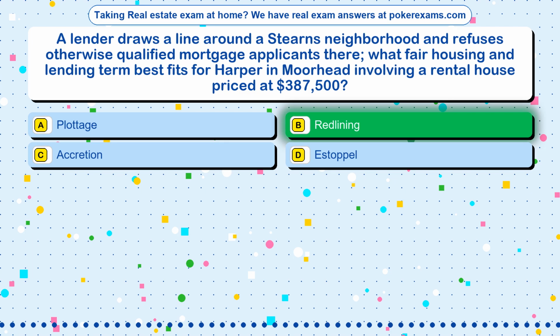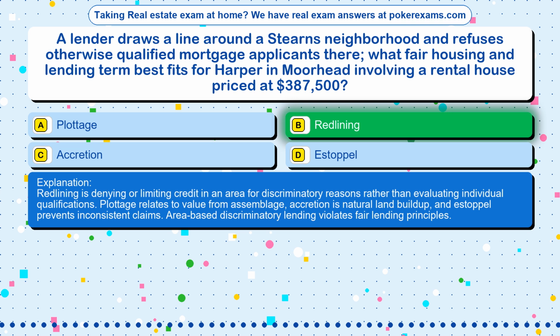The correct answer is option B, redlining. Redlining is denying or limiting credit in an area for discriminatory reasons rather than evaluating individual qualifications. Plottage relates to value from assemblage, accretion is natural land buildup, and estoppel prevents inconsistent claims. Area-based discriminatory lending violates fair lending principles.